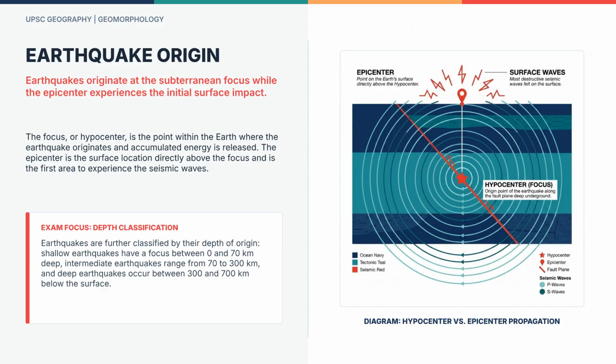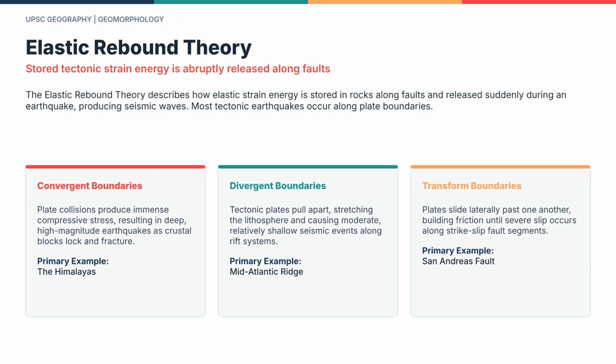Earthquakes originate at a subterranean point called the focus, or hypocenter. The epicenter is the location on the Earth's surface directly above the focus, where the initial impact is felt. These events are classified by depth, ranging from shallow to deep. The elastic rebound theory explains how tectonic strain energy is stored in rocks and released suddenly during an earthquake.